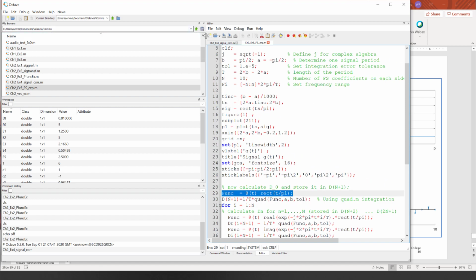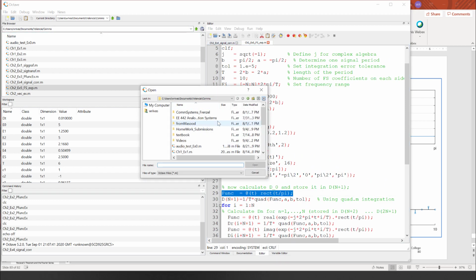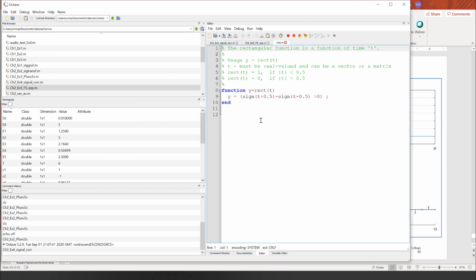Let me go in and open it. It's not earth-shattering. Again, this is already uploaded into Canvas for those taking the course. It's nothing but the sign of the function. It just creates a rectangle between minus 0.5 and 0.5, a rectangle of magnitude 1. That's it.